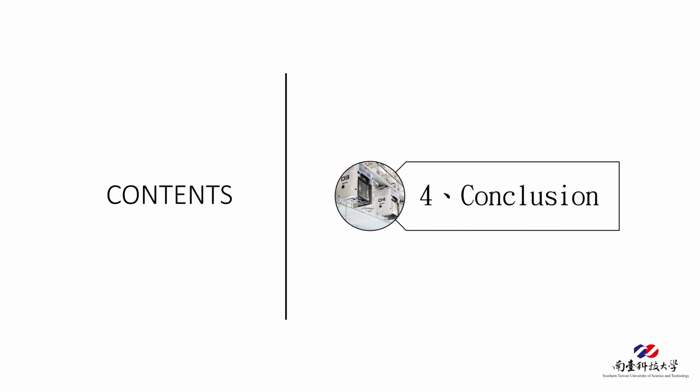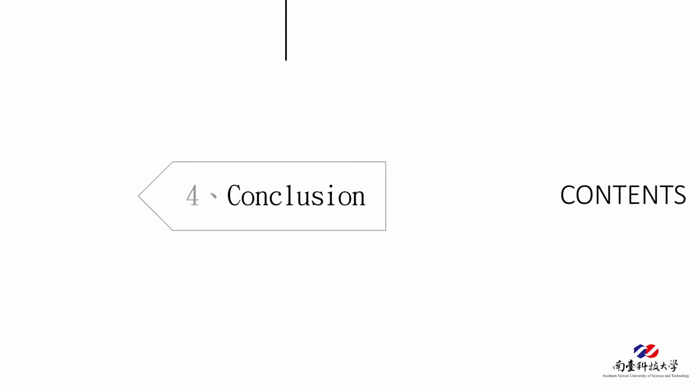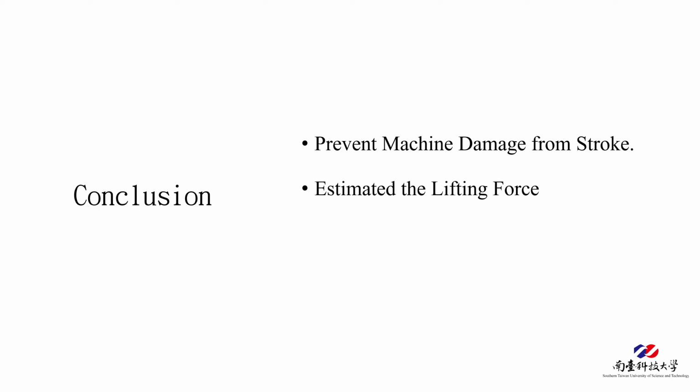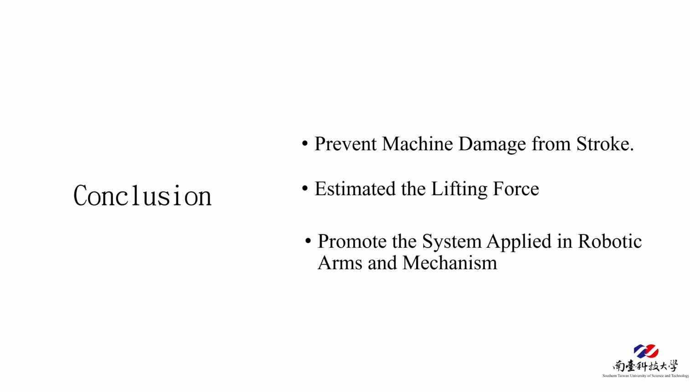And finally, we are going to talk about our conclusion. In our conclusion, our device can use smart technology to prevent the machine from damage from stroke. A safety self-monitoring technology without a torque or flow sensor is proposed based on the mathematical model of the OHT. The torque information of the driver motors in the OHT can be used to estimate the lifting force. So our device can estimate the lifting force to prevent damage from stroke. And we look forward to applying the system to robotic arms and mechanisms.